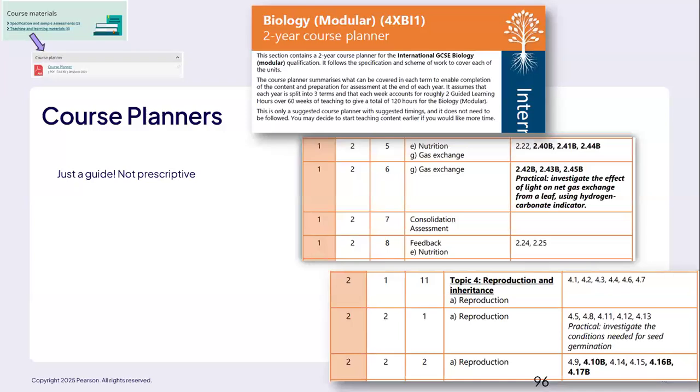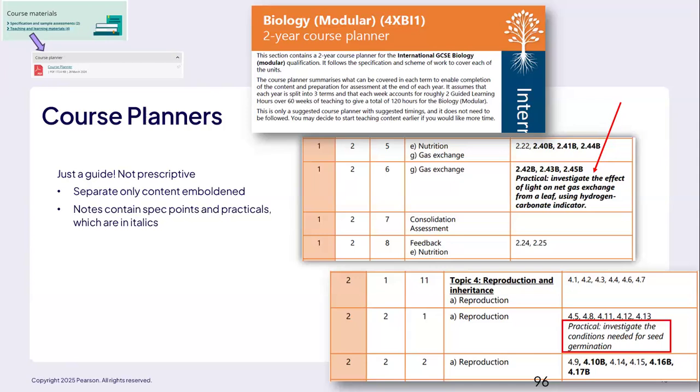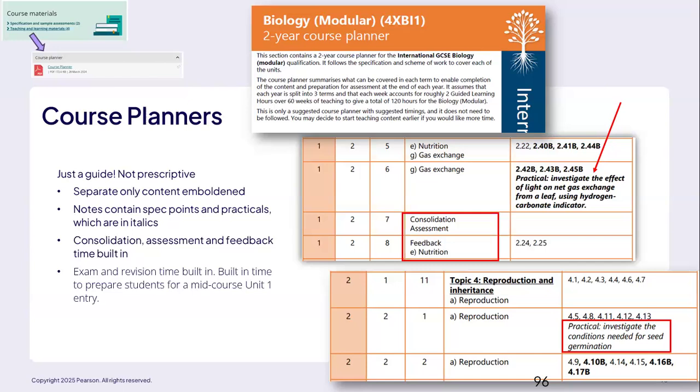The schemes of work followed each lesson. The course planner breaks it down into what you would plan to teach over specific time periods, and it contains notes as to which specification points and practicals, which are in italics. And again, it includes consolidation, assessment, and feedback time.